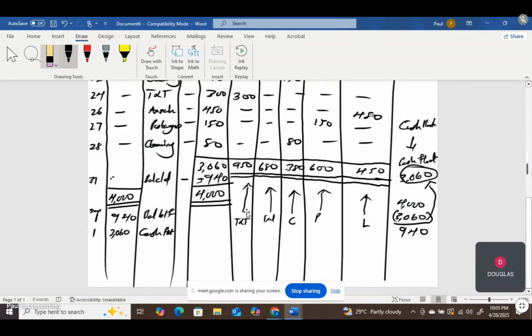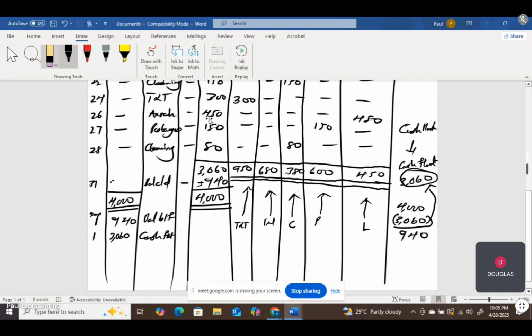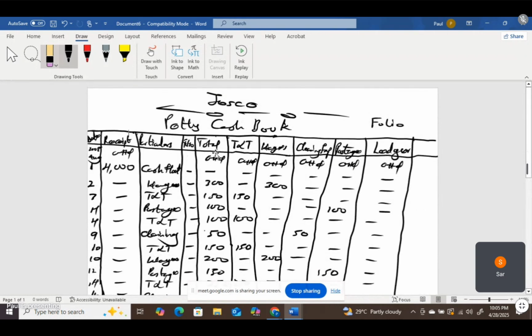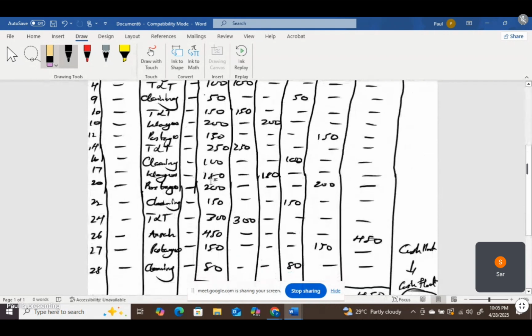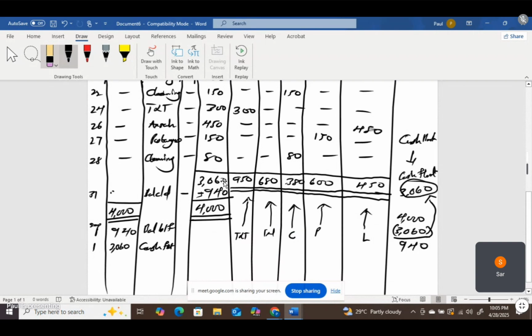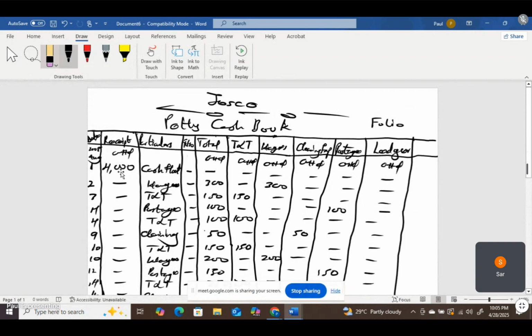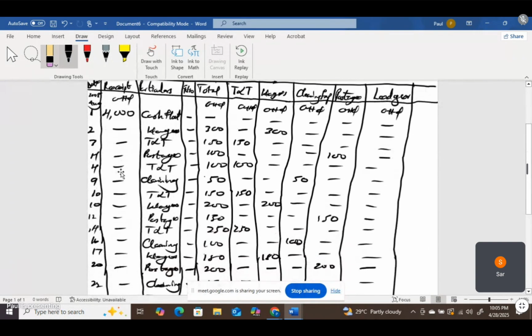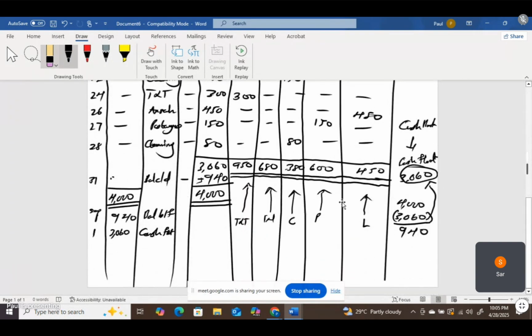What I'm saying is that you add all the totals for payments, okay? So this is the total for payment. You add everything. This is what you get, 3,060. Then the total for receipts, which is 4,000. The receipt is just 4,000. They gave us 4,000 to spend.